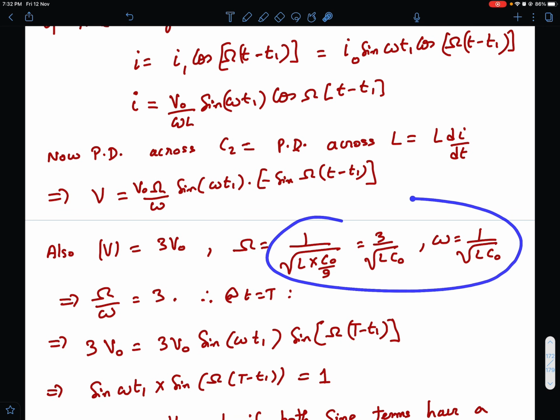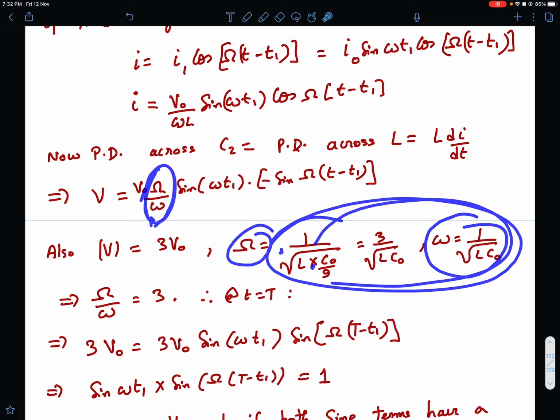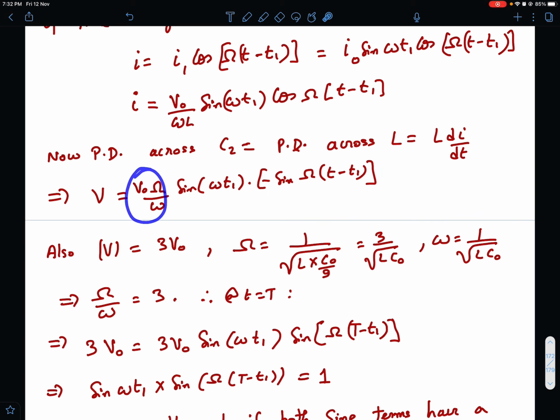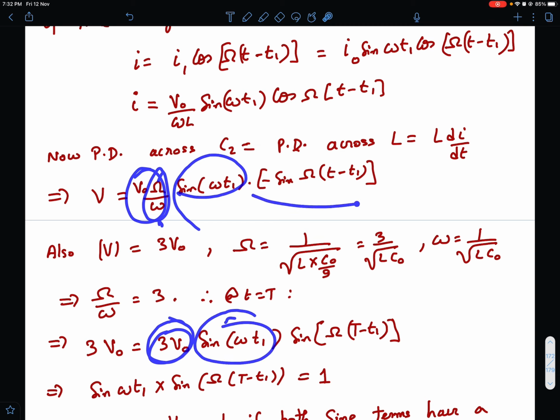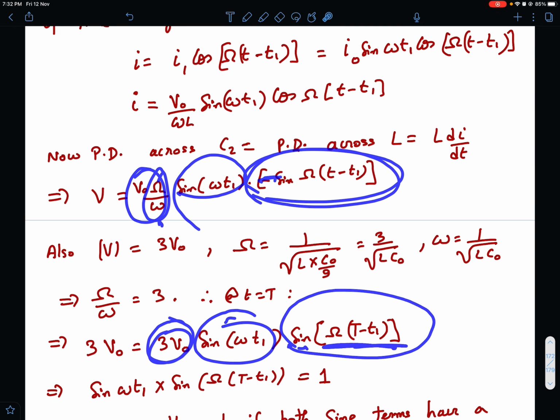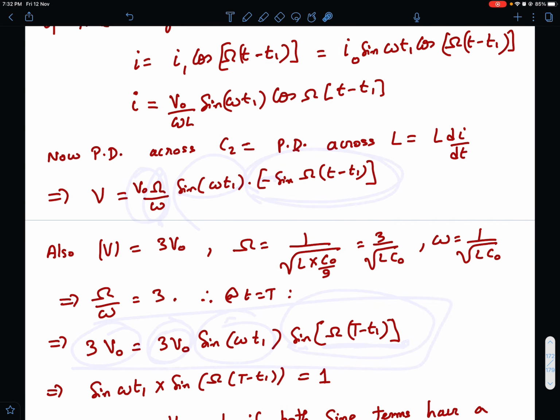So that's what we get for capital omega and small omega. The capital omega by small omega factor is there. If you divide the two, capital omega by small omega comes out to be 3. So the magnitude of this becomes 3V0 sine omega t1, which comes as it is, and I have just dropped the negative sign because I am just interested in the magnitudes, into sine of capital omega (t minus t1), and this is equal to 3V0.